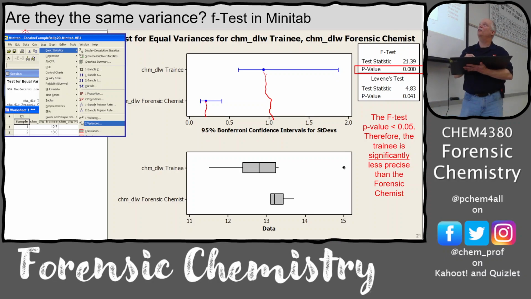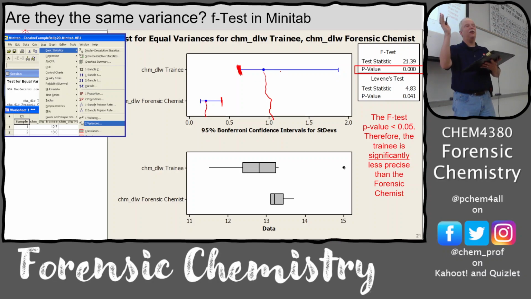But one thing I do know is that the confidence intervals don't overlap. This is the estimate of the low end of the confidence interval for the uncertainty for the trainee, and this is the higher end for the uncertainty estimate on the forensic chemist, and they don't overlap. Anytime you have confidence intervals that don't overlap, you know just from that picture that they're significantly different.